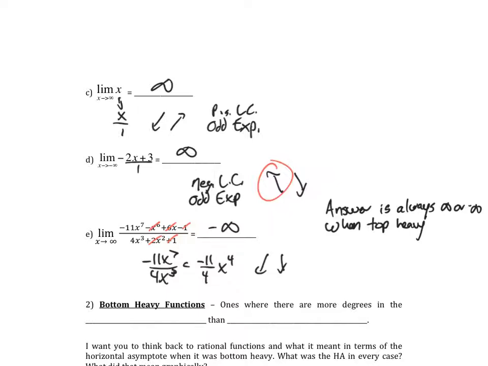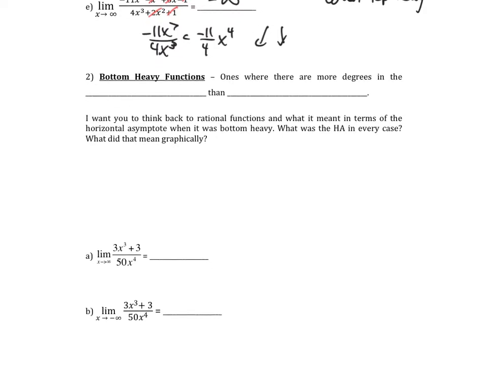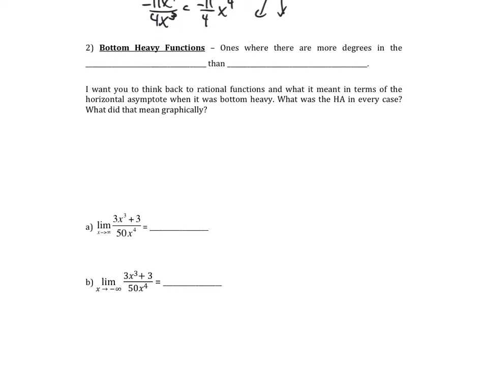All right, so that's the hardest one. You got through the hardest one. Let's now go to some more straightforward ones. Bottom heavy functions. Remember, what is a bottom heavy function? A bottom heavy function is one where there are more degrees in the denominator than the numerator.